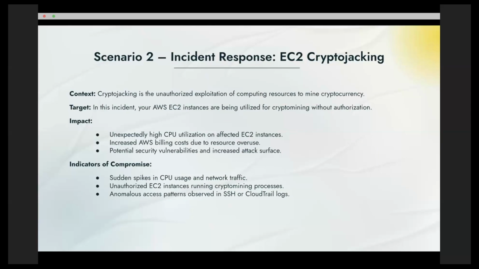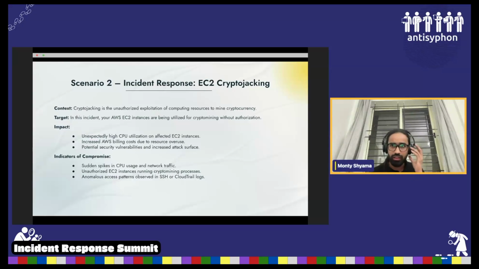And suppose your EC2 instance is part of an auto scaling group, then that can also lead to unexpectedly high billing costs, because if the CPU utilization increases, depending upon the rule configured, the instance will vertically or horizontally scale, and you won't be able to control it unless you identify that crypto miner software is running on top of it.